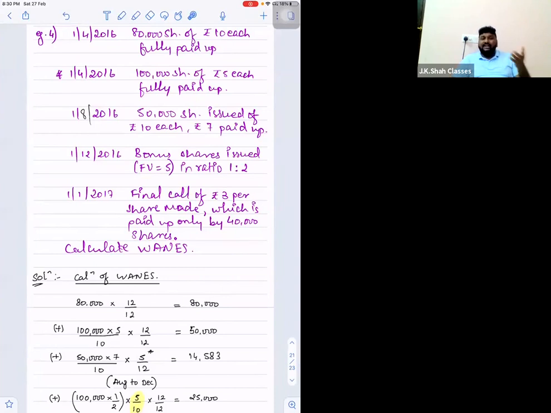Bonus also we have clearly mentioned it is of face value 5 rupees. So what shares are of face value 5 rupees? 1 lakh shares are of face value 5 rupees. So technically bonus will be issued on these 1 lakh shares only. So on these 1 lakh shares in the ratio of 1:2, 50,000 bonus shares will be issued. Yes, you can use any different method also, but the answer should be the same.